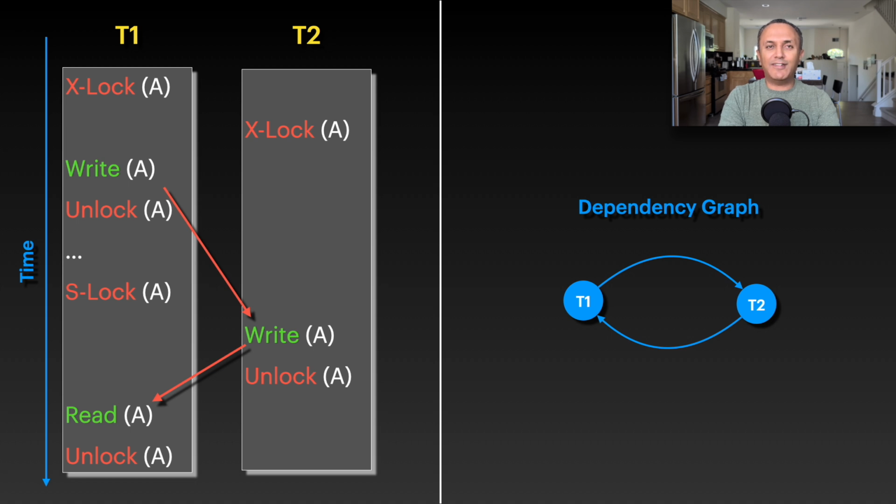Now we see that we have a cycle. Having a cycle means that this is not a serializable schedule. So even though we're using locks, shared locks and exclusive locks, we still cannot guarantee serializability. So we need to do something more than that in order to guarantee serializability.